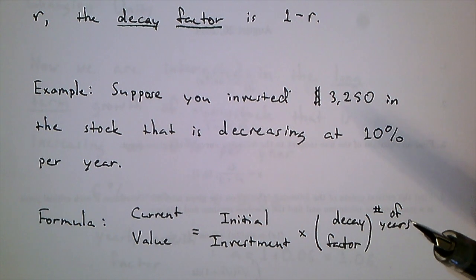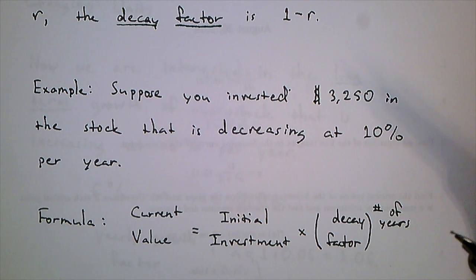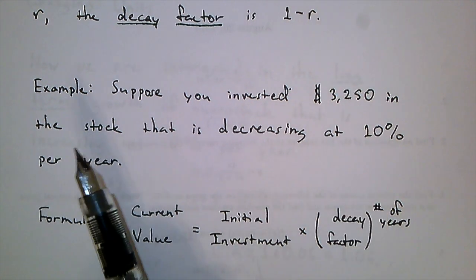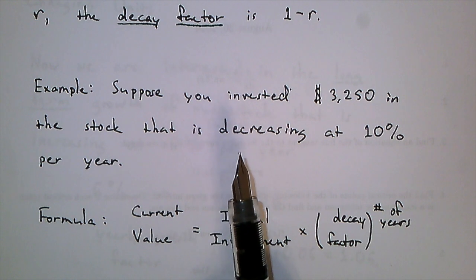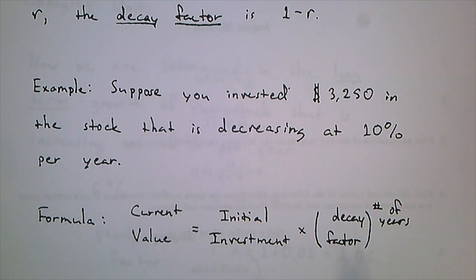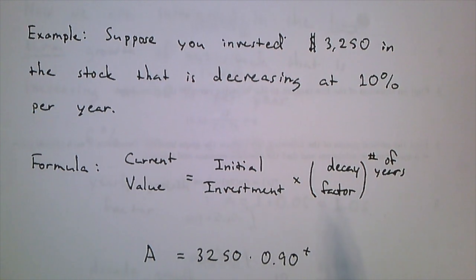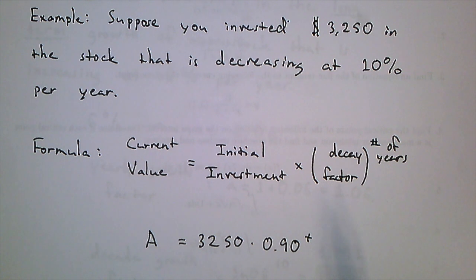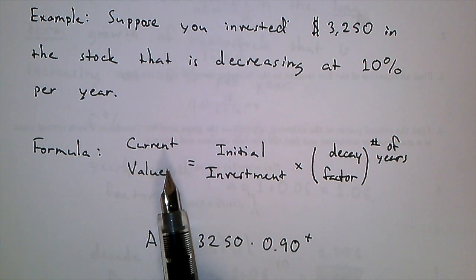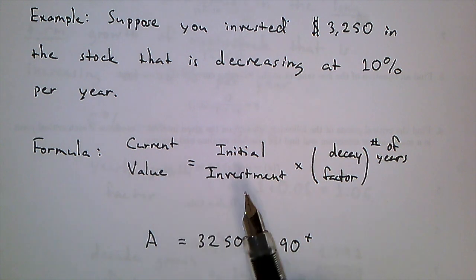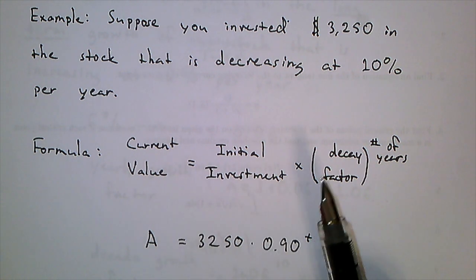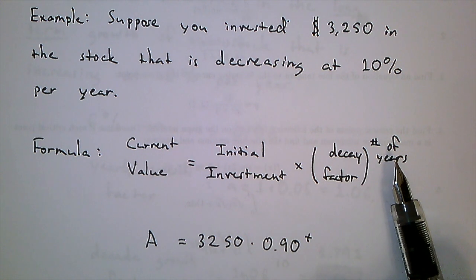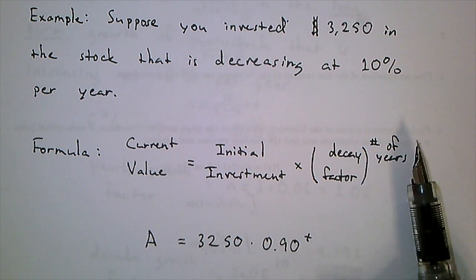Let's continue with the example and work out a formula. Suppose you invested $3,250 in the stock that is decreasing in value at 10% per year. This is going to be an exponential decay function, and you should remember what these look like from the previous section. The current value, that's our function, is equal to the initial investment times the decay factor, and then we put the number of years in the exponent. So this is the number of decay factors that we're multiplying by.